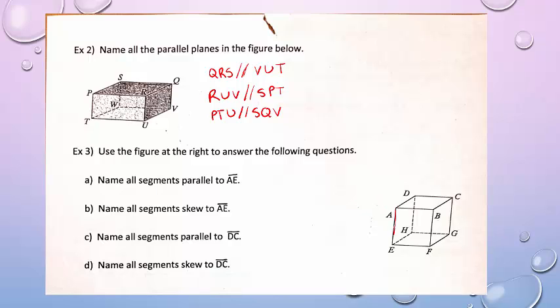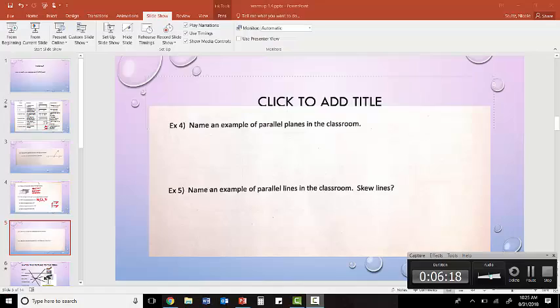So if you look at segment AE, this segment right here, all the parallel segments would be, it looks like BH, CG, and BF. In terms of skew to AE, we want to look at lines that aren't parallel, but they're definitely not going to touch it. So there's two of them, there's a third, and there's a fourth. So go ahead through B, C, and D, and just go ahead and complete those, and then you can check your answers when you're done.